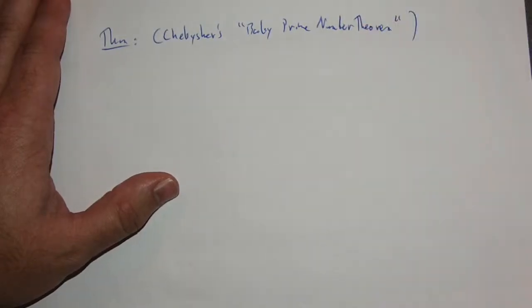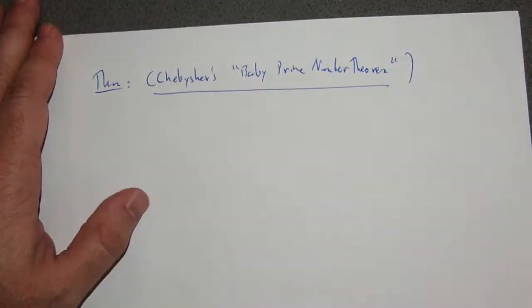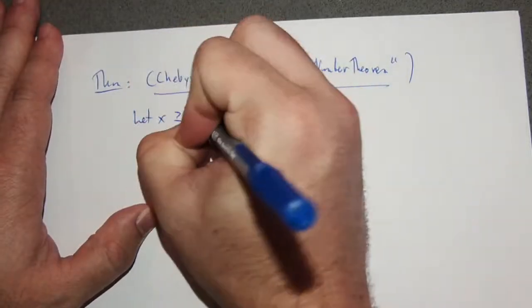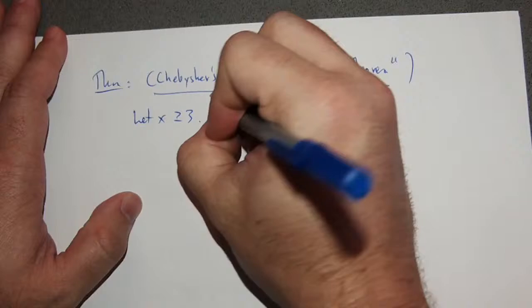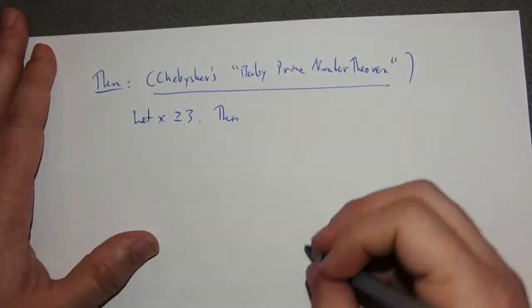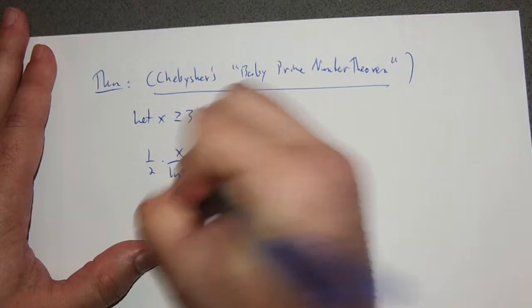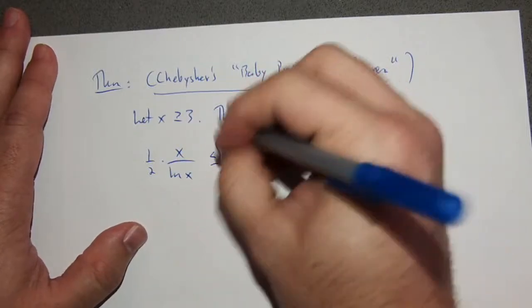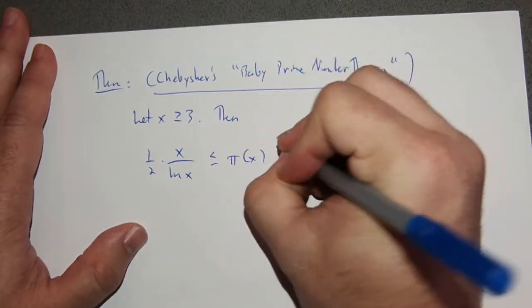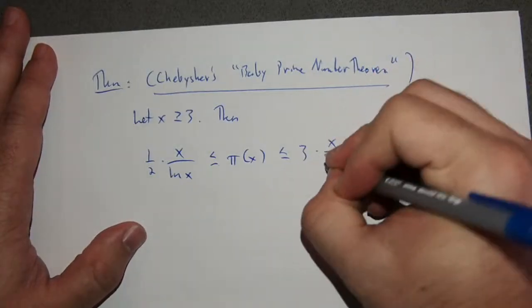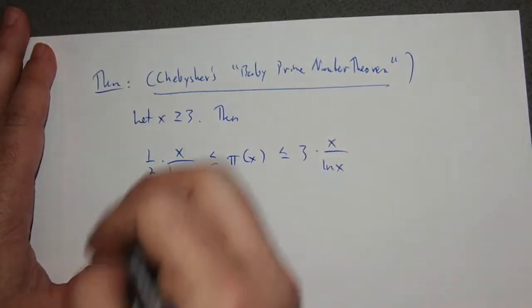Probably no one has ever called it that, but that's what we're going to call it. So this is: let x be greater than or equal to 3. Then 1/2 times x over natural log of x is less than or equal to pi of x, which is less than or equal to 3 times x over natural log of x.